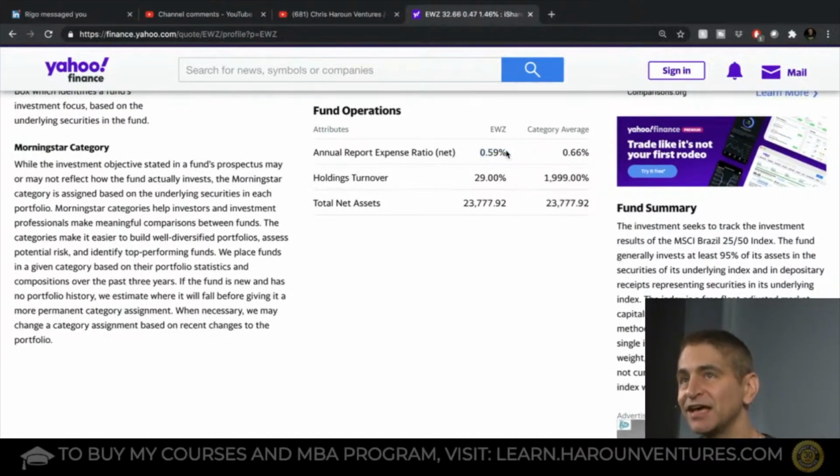So the bottom line is that when it comes to ETFs, I would always look at the annual expense fee as well as the daily liquidity. Make sure it's liquid enough so you can get in and out quickly if need be. And you also want to go and read the investment prospectus.